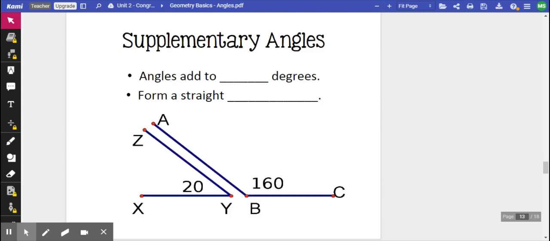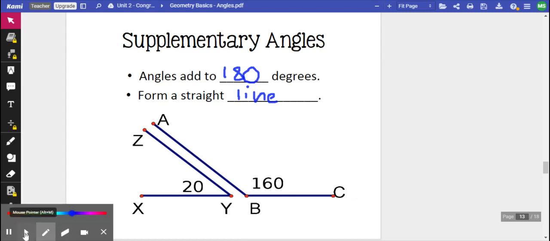Now, supplementary angles is our next vocabulary word. So we know angles add here to 180 degrees, and they form a straight line. A line would have an angle of 180 degrees, so you have two angles down the bottom. We'd add them together to make 180 degrees, and without the angle lines making kind of YZ and BA, you would just have a straight line right across from X to C.